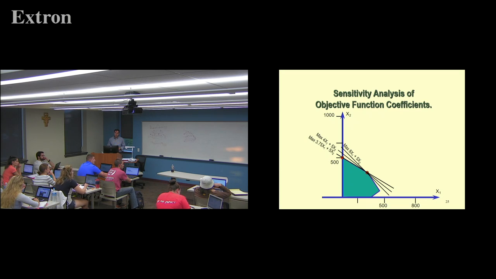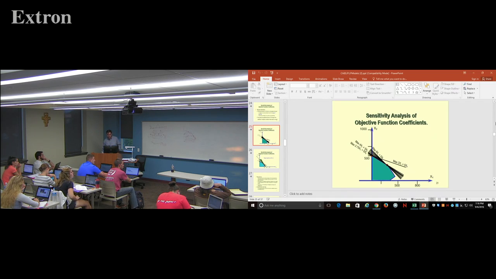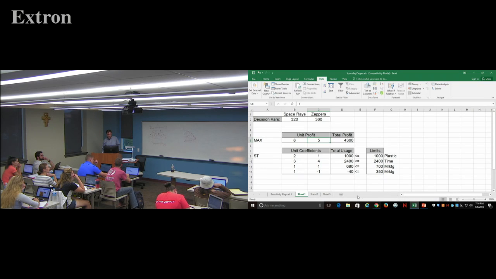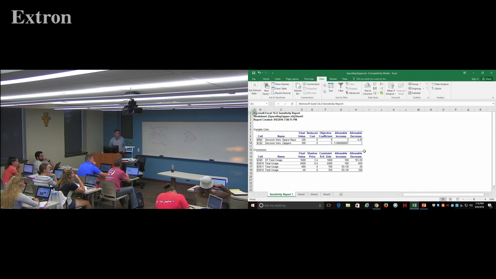Okay. What if you would see an allowable increase and allowable decrease that were real close to 0, or 0 themselves? What do you think that means? An allowable increase real close to 0, allowable decrease real close to 0, meaning any change at all, and we have a different optimal solution. What situation do you think makes that happen? You're on a boundary. Very good.